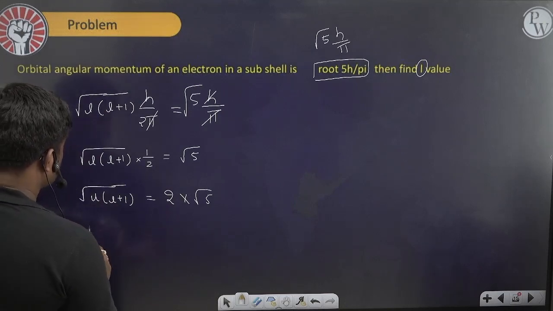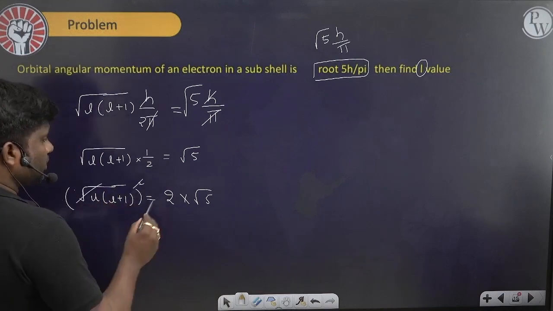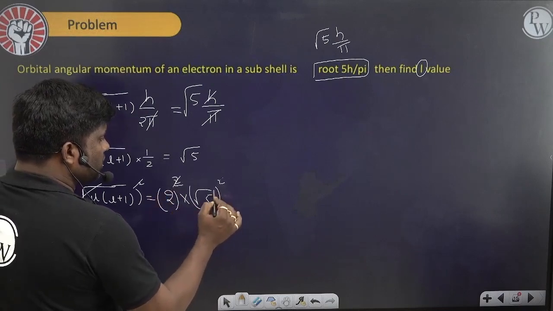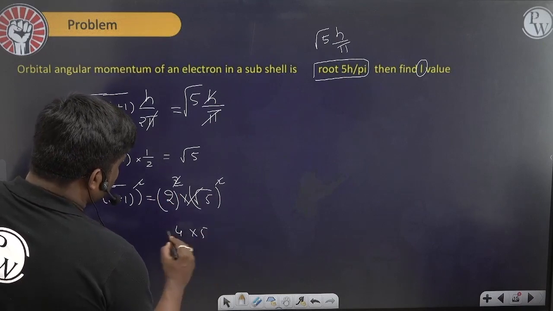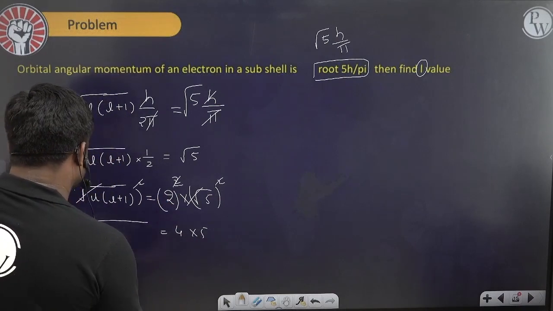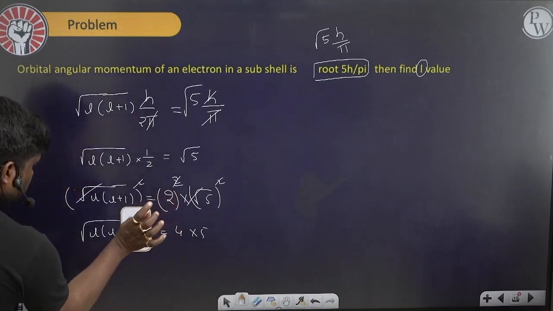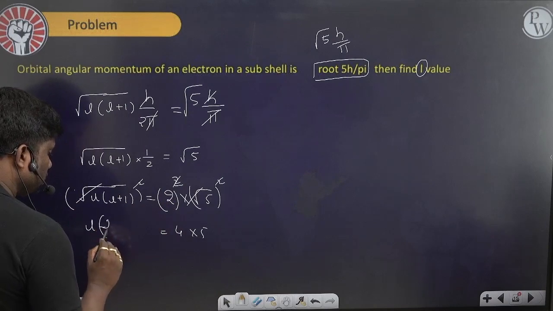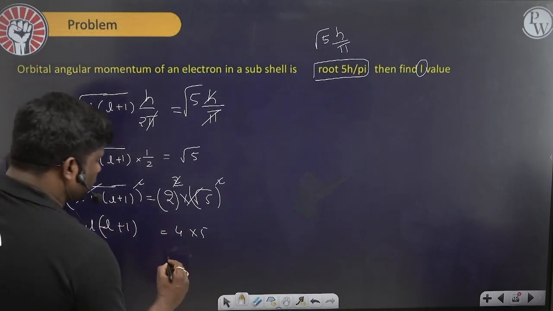Squaring on both sides, what will happen? The square will get cancelled. This square means here you will write square, here you will write square. So 5 into 4, 4 into 5 is equal to L into L plus 1, okay, is equal to 20.